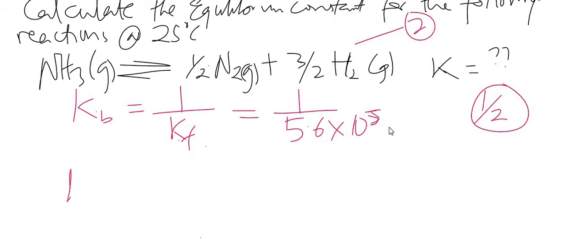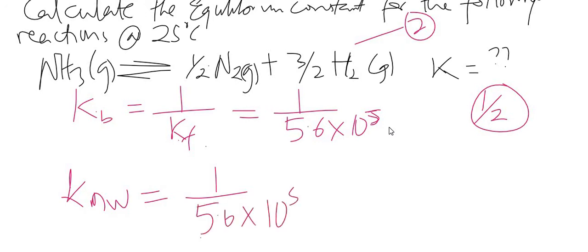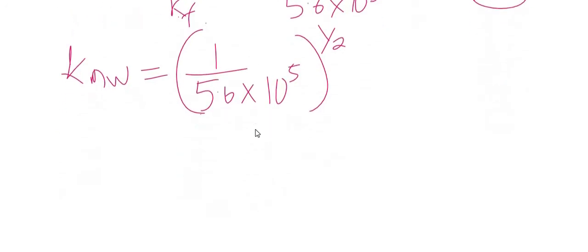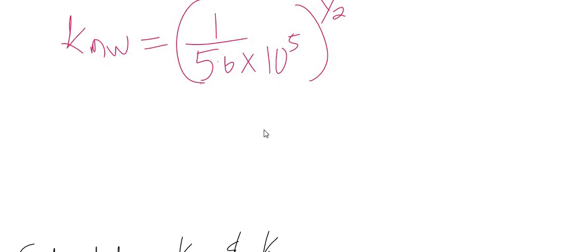So our K new is going to be 1 over 5.6 multiplied by 10 to the power 5, and we're going to multiply it by half. So when we plug this equation into our calculator, it's going to give us 1.3 times 10 to the negative 3.